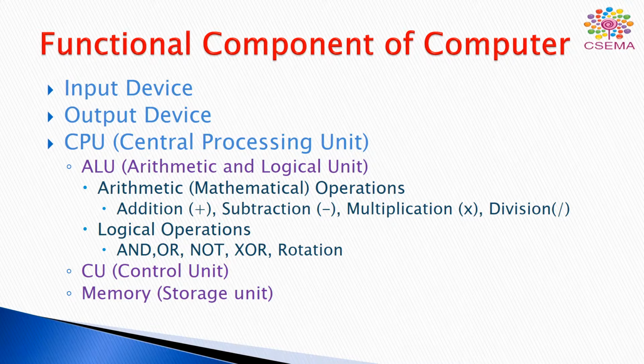And the second important component of the CPU is the control unit, CU, that is used to control all the operations, whether arithmetic, logical or any kind of data transmission operations, which are controlled by the control unit. And the last important component of CPU is memory, that is used for storage of the input and the other information.